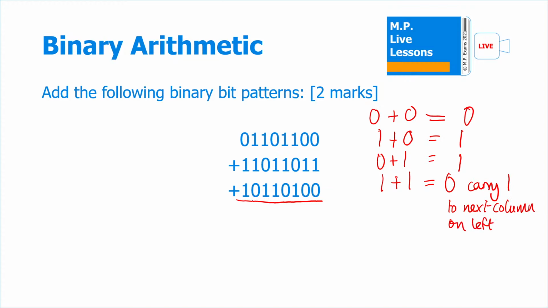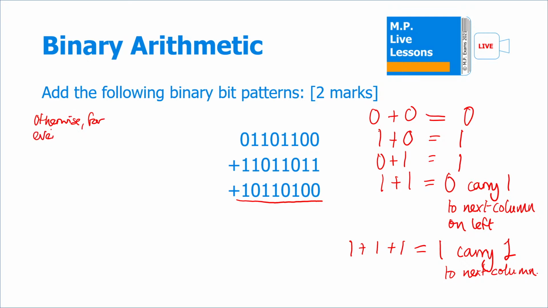And finally, the last rule is, if you have 1 plus 1 plus 1 like this, you do 1, carry another 1 to the next column. Otherwise, for every 2 digits of 1 seen, carry an extra 1.